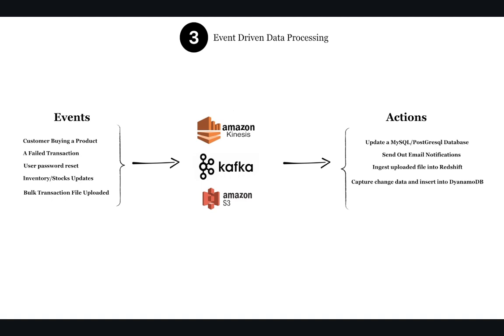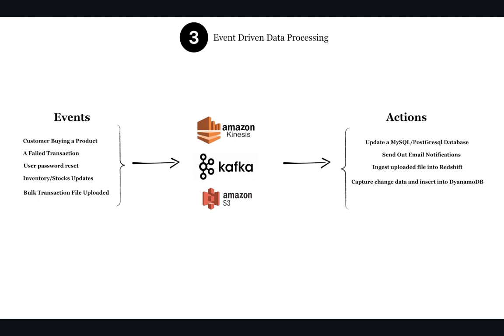Now let's talk about the services involved in an event-driven data processing architecture. So to begin with, how do you define an event? An event is basically a signal that something significant has occurred within a system or an application. It's basically a notification or a flag raised by a user action or a system that tells other parts of the system to kick into action.